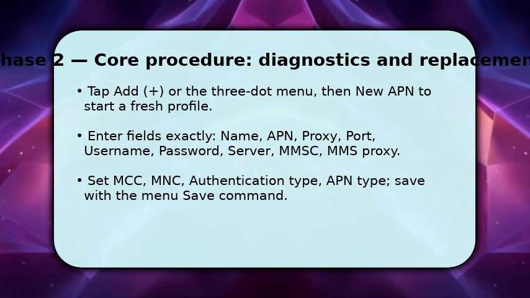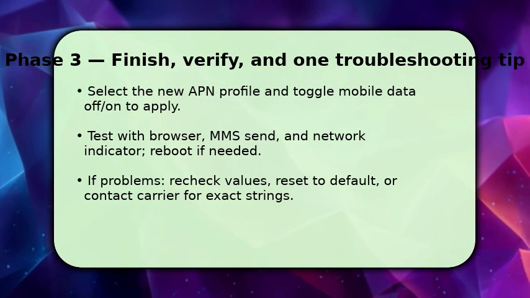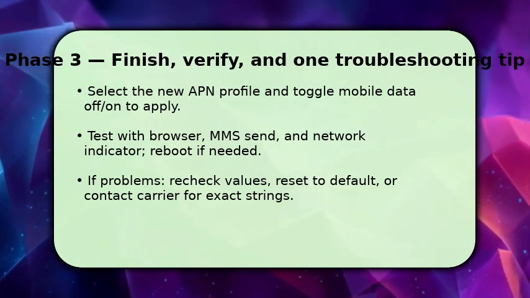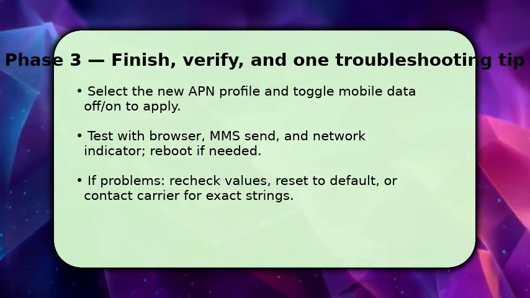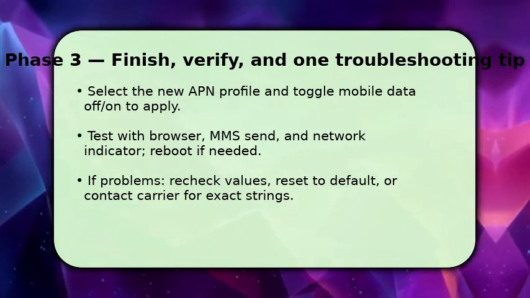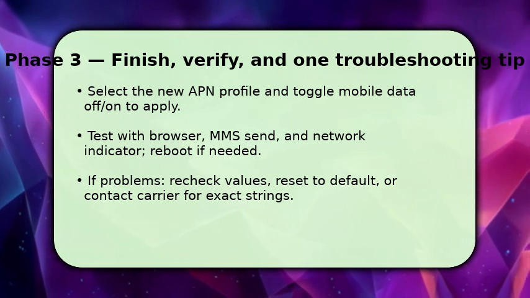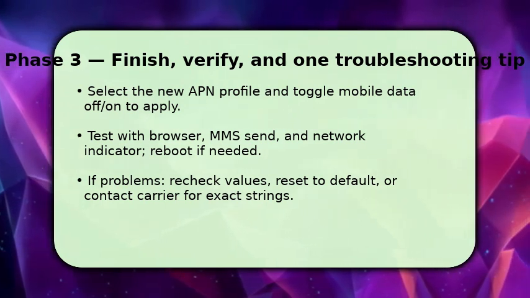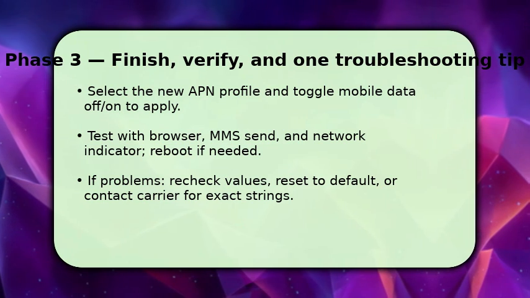Finally, select the APN you just saved, tap it so a dot shows next to the name, and toggle mobile data off and on to force a refresh. Test by loading a web page, sending an MMS, and watching the signal indicator for data activity. If connectivity fails, reboot your phone and reselect the APN.